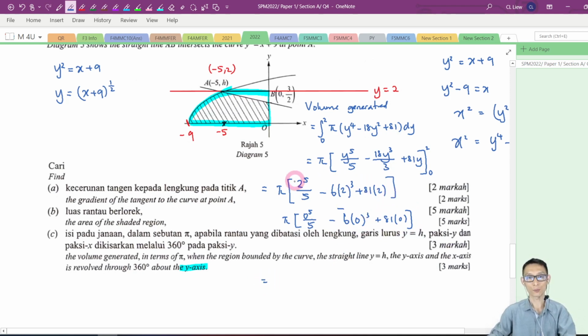Okay, so you just press your calculator for this part, then this will be the answer for this part C. 2 to the power of 5 over 5 minus 6 times 2 to the power of 3 and plus 81 times 2. Okay, which is equal to 120.4 pi. Don't forget the pi. Okay, cubic unit. This is the answer for this part.